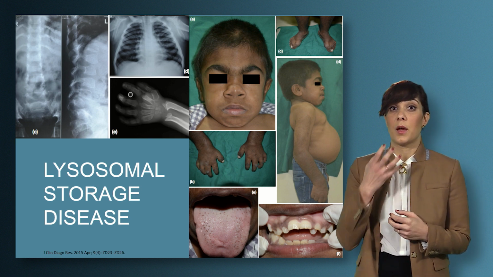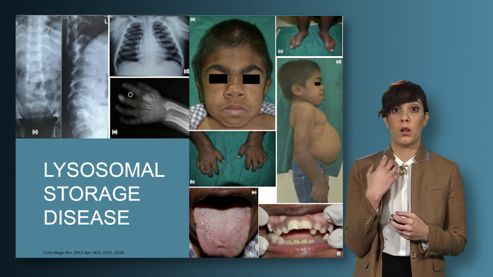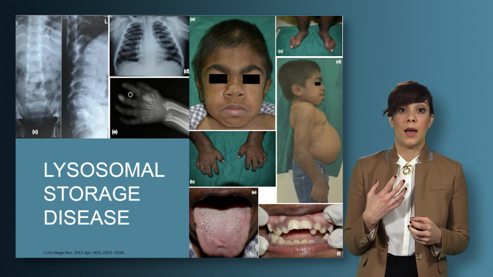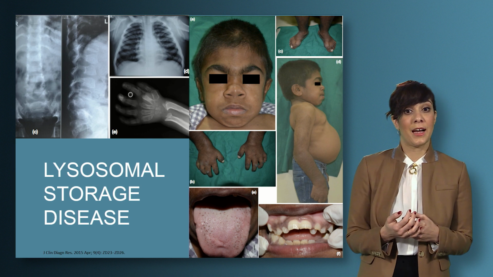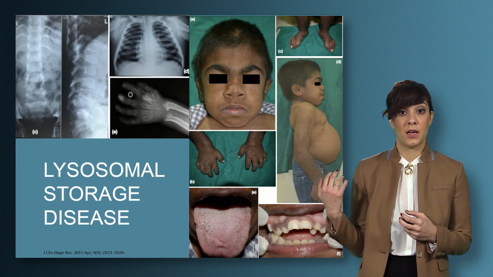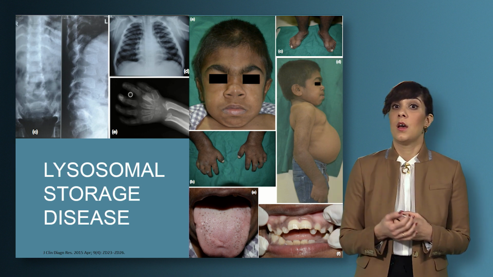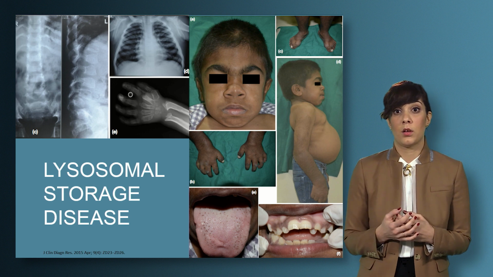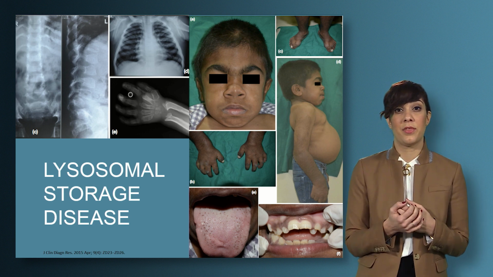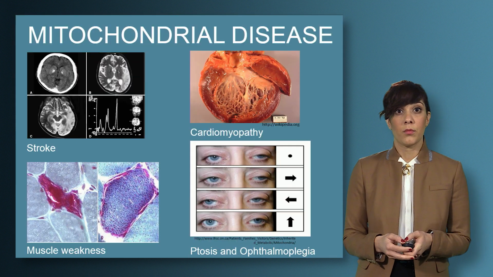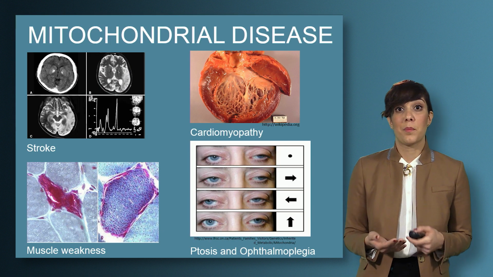The patients can sometimes have an accumulation of these macromolecules in the connective tissue, and that imparts a kind of coarse facial features to patients. And they can actually have distended abdomens because of enlarged liver and spleens. They can build up the macromolecules within the gums and the tongue, so they have large tongues and kind of these thickened gums. I also follow a lot of patients with mitochondrial disease.